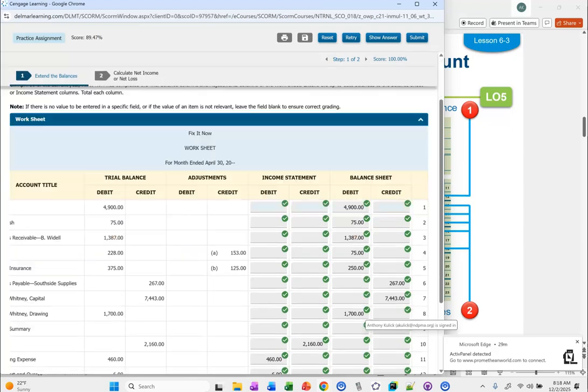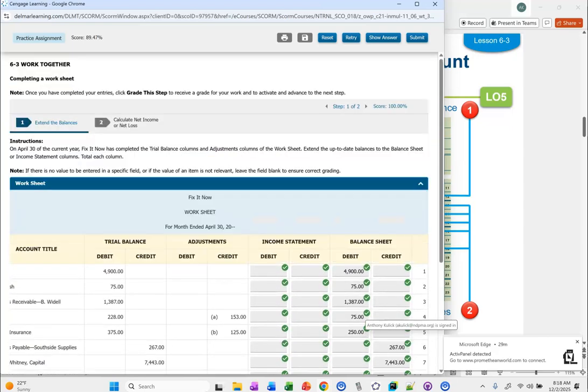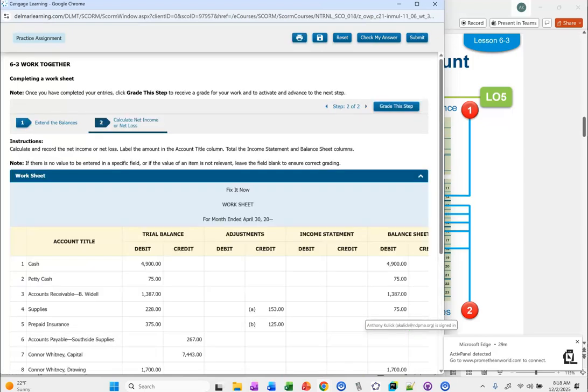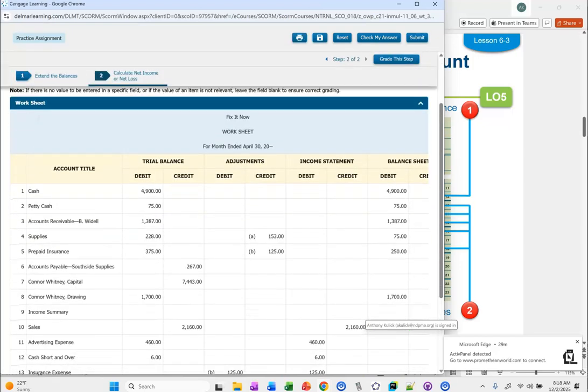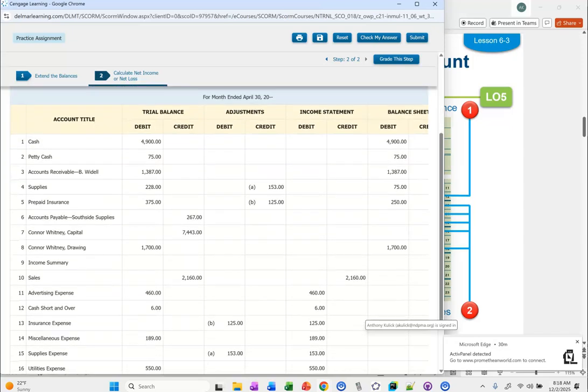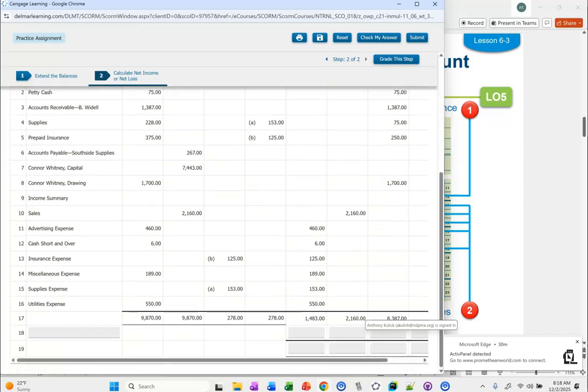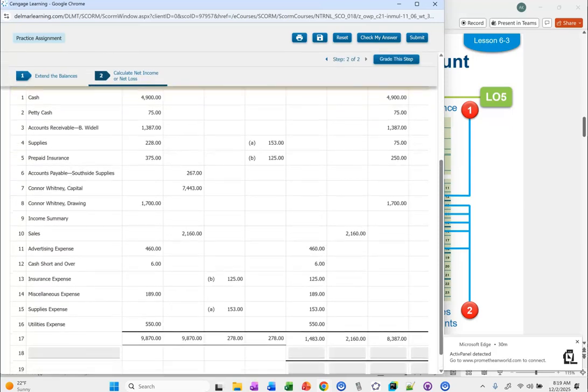And then we need to click grade this step to move to the next one. Where do I do that? Oh, there we go. Okay, and then calculate net income or net loss. So let's look here. I wish this stupid thing would get out of my way.